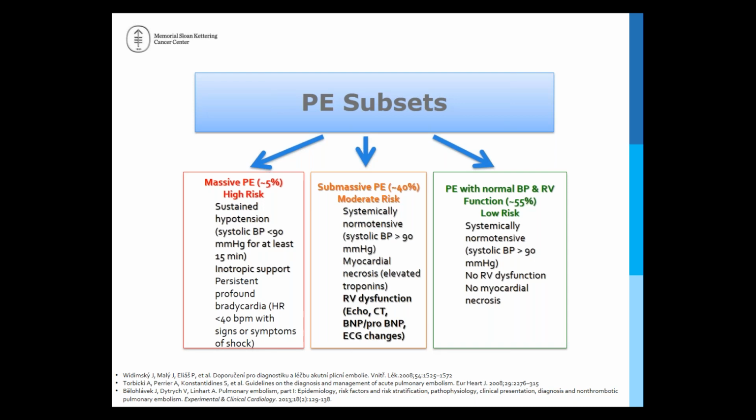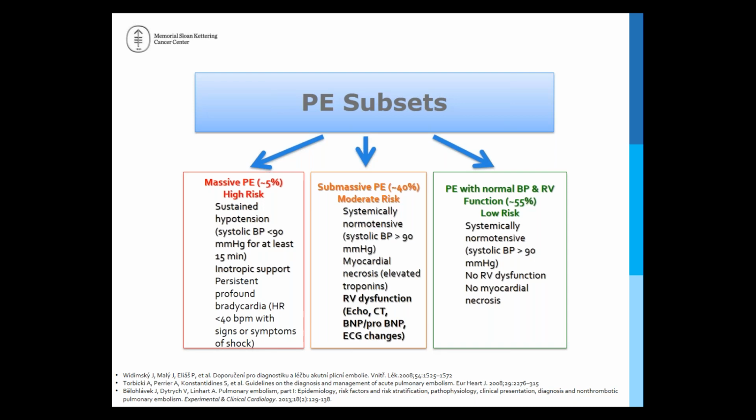The second category is that of submassive PE. These are the patients that have a lot of PE, but they're systemically normotensive. Their blood pressure is normal, they may be tachycardic and so forth, but they are normotensive. But we see evidence of right ventricular dysfunction and ischemia by looking at the troponins. The echocardiogram will show that the heart isn't moving so well. The CAT scan will show that the right ventricular, left ventricular ratio is too elevated.